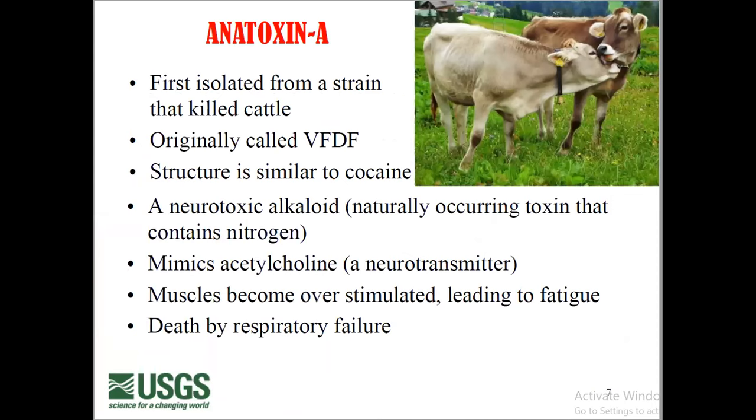Anatoxin A was first isolated from a strain that killed cattle in Saskatchewan, Canada in the early 1960s. It was originally called very fast death factor. And that was because of the speed with which it killed mammals in a matter of minutes. Now, the structure of anatoxin A is similar to cocaine, and it is in fact a neurotoxic alkaloid, just like cocaine. It mimics acetylcholine in the body. And so that is a neurotransmitter. And what it does is it overstimulates the muscles, which leads to fatigue. And then this overstimulation also includes the muscles involved in respiration. And the result is death by respiratory failure. Next slide.